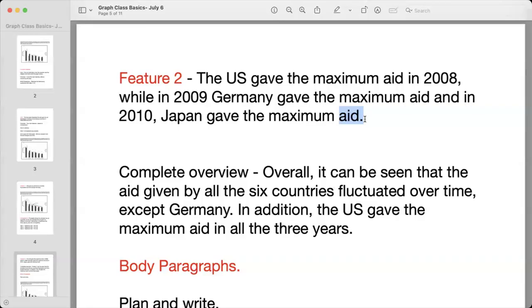But my point here is not to tell you the sentence variations. My point here is to tell you what to write. So this would be my second feature. The first feature is a comparison of what happened over a period of time, and we said the aid given by all the countries fluctuated except Germany. The second is a comparison between countries. I'm comparing which country gave the maximum aid out of the six countries, and I'm doing that for each year. First, I do that for 2008, then for 2009, and then for 2010. In all the cases, the US gave the maximum aid. And that's what I've written here.